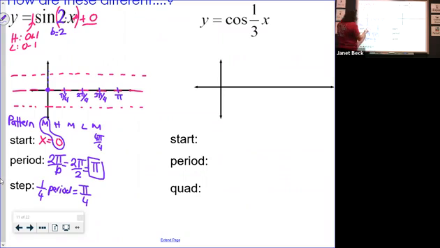So we're starting on the midline. Then our next step, we go to the high point. Then our next step, we go to the midpoint. And our next step, we go to the low line. And then the last step, we end up on the midline again. So this is my graph here.